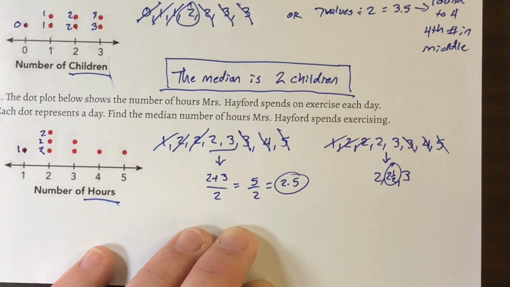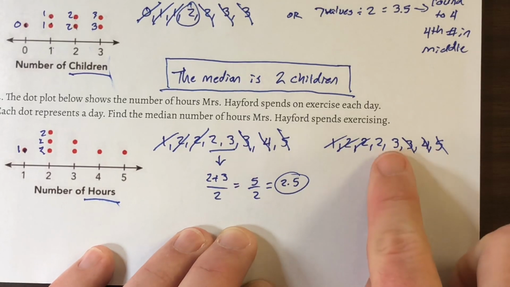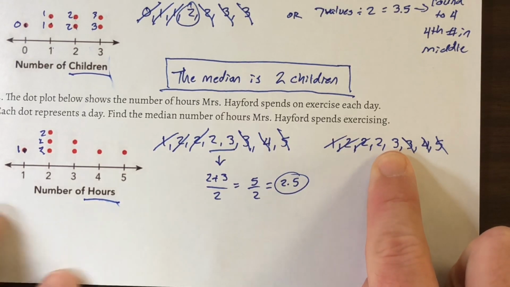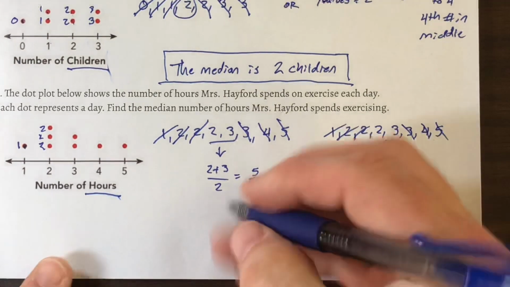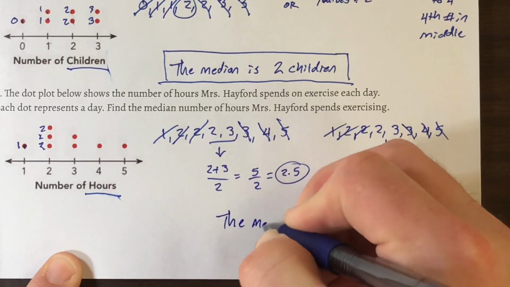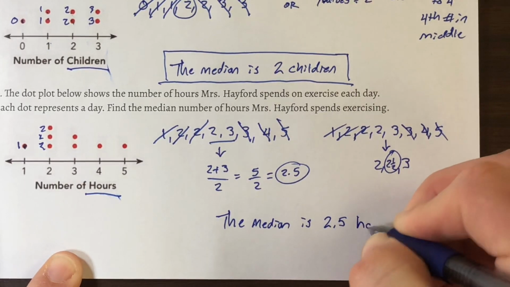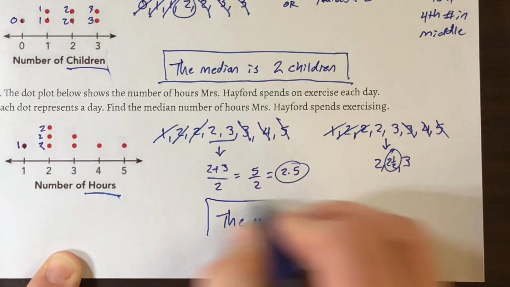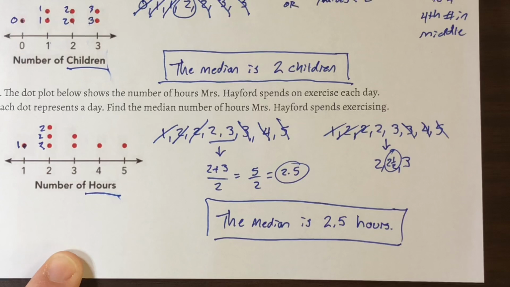So same answer, but this you can use as kind of like a shortcut. Again, this only applies when your numbers are super close together and you have 2 in the middle like that. All right, so let's answer it. Find the median number of hours Mrs. Hayford spends exercising. We're going to say the median is 2.5 hours. So, in other words, we're summarizing that she spends about 2.5 hours each day exercising. Some days more, some days less.